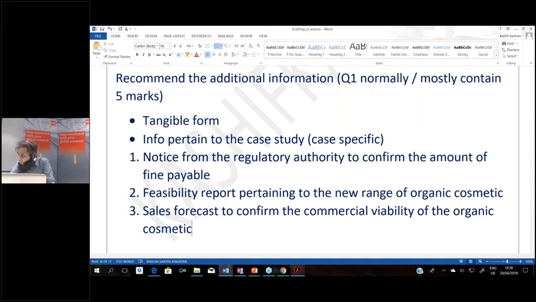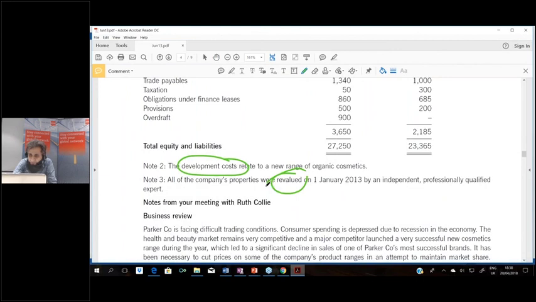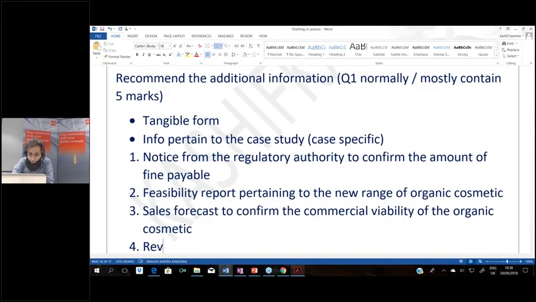So see where the information is coming from. Market research, agree, market research. But I hope you're picking the sense. The information is in the case. I'm reading the case and finding the information. If I go back, one last thing. All of the properties were revalued. It's a pretty simple thing. Okay, I'll be needing the revaluation report. Revaluation report of an expert to confirm the assumptions taken.